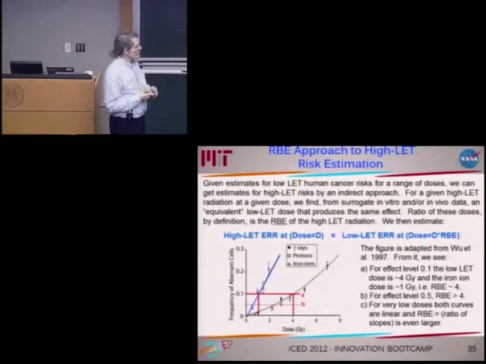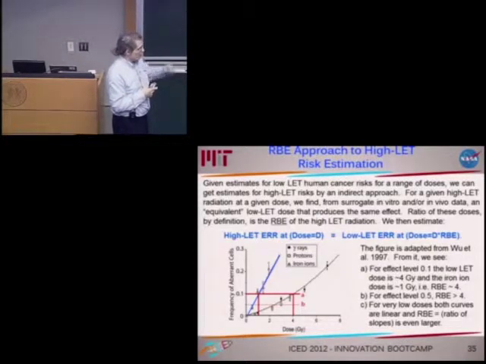Now, in terms of the surrogate, we can infer, as Frank discussed, a relative biological effectiveness between the low and high LET radiation. Now, suppose we have this surrogate, chromosome aberrations, and we have these plots, so we can form the RBEs at any dose we want to.